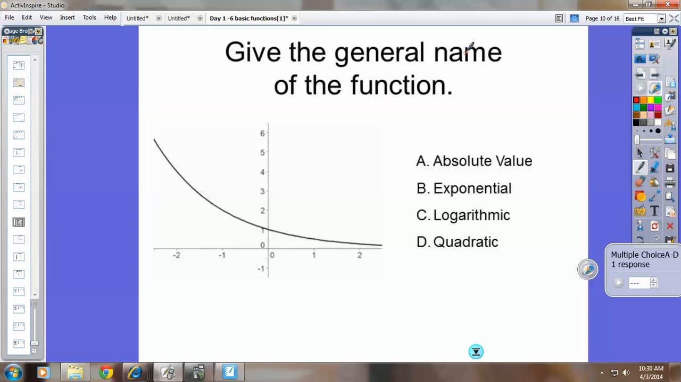Absolute value can't be that one. What shape does absolute value make? A V. It makes a V. LL Cool J. Isn't this the L? Okay, so we're thinking exponential. B is correct.